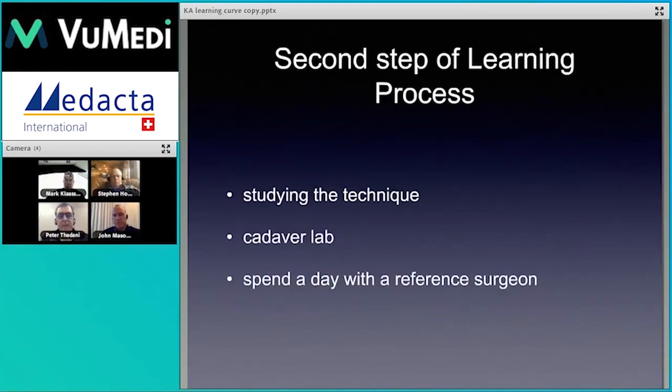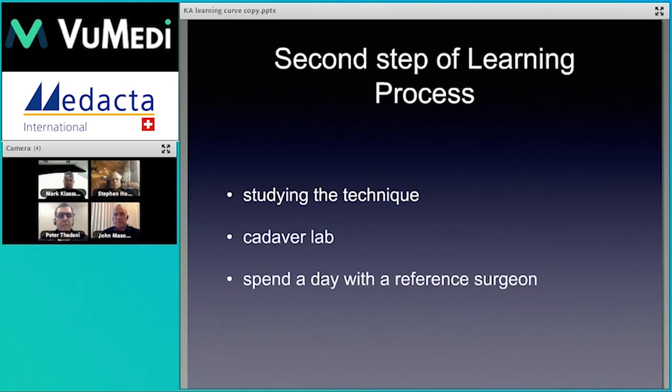Second step, studying the technique is very important. There's an excellent chapter in Insall and Scott's book written by Dr. Howell that details very well the theory behind kinematically aligned total knees and the steps needed to execute the operation. For me, it took a few times reading that before it really sunk in.